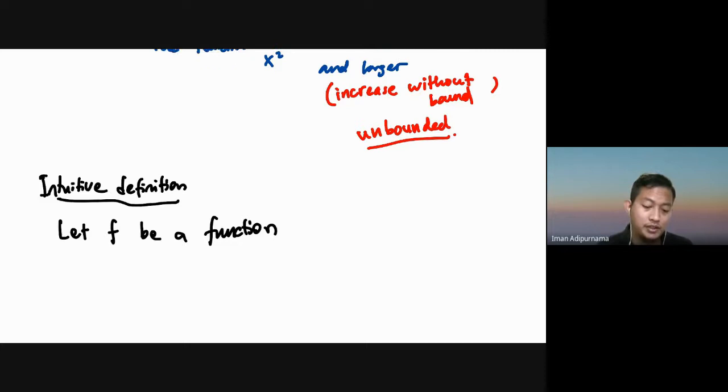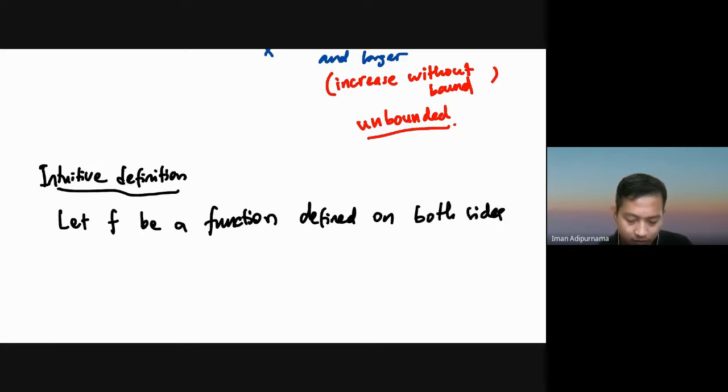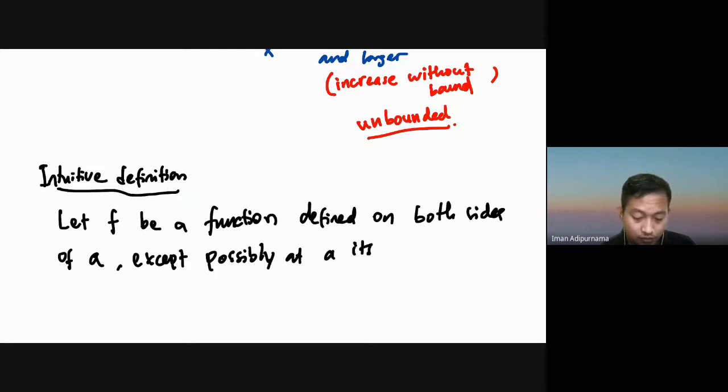So let f be a function. Usually in math or in calculus, we start off our definition by writing what we are dealing with, maybe a function, using f or g or h. Let f be a function defined on both sides of a, which means you have left and right, except possibly at a itself. So it can happen that the value is different.